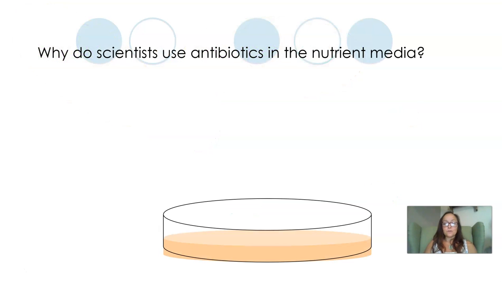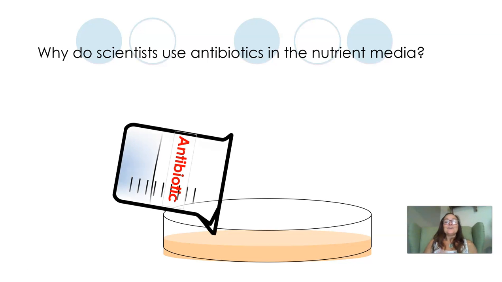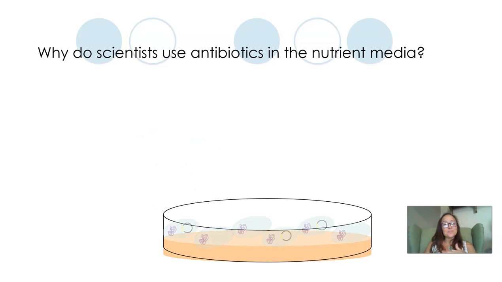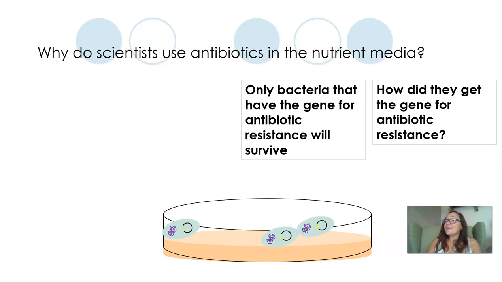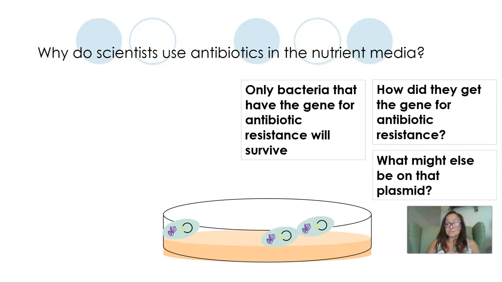Okay, so again, let me summarize because this is key to understanding. If you start with a petri dish with antibiotics in the nutrient medium and you plate it, so you streak some bacteria across that petri dish, only bacteria that had successful transformation and have the gene for antibiotic resistance will survive and reproduce. How did they get that gene for antibiotic resistance?